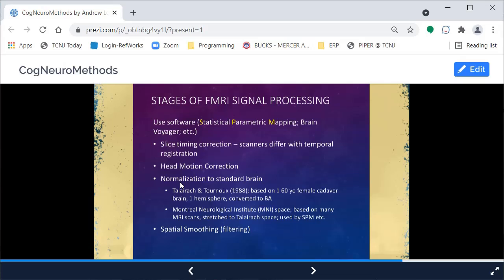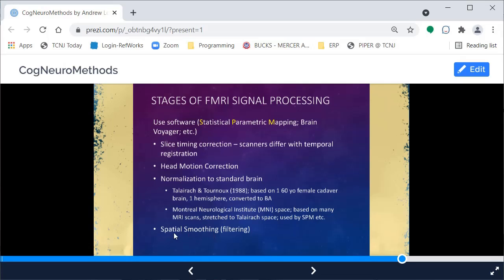There are a couple of different ways to do that. The MNI is more common now and probably a much better one because it was based on lots of different scans. Essentially, you take an individual's brain and stretch it to some model so that you can compare across people. The Talairach-Tournoux was used quite a lot, but it was based on one person, so not a great basis.